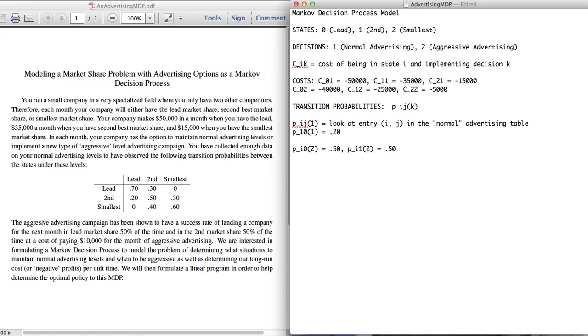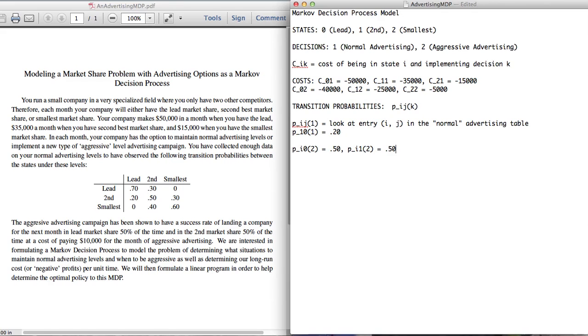So we have now at this stage set up our Markov decision process model. We've identified the states, we've identified the decisions, we've calculated the costs, and we have a way to determine what the transition probabilities are based on each of our decisions for each of our states. So now we want to figure out what the optimal policy is for this Markov decision process.